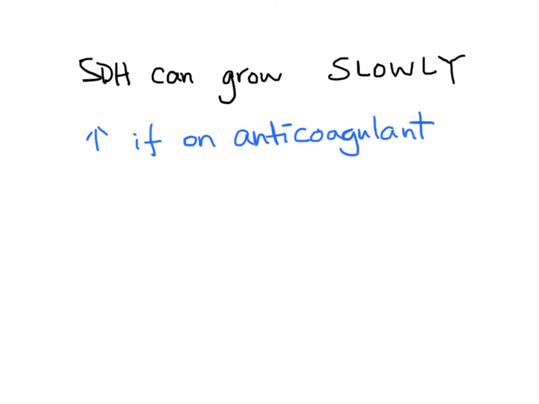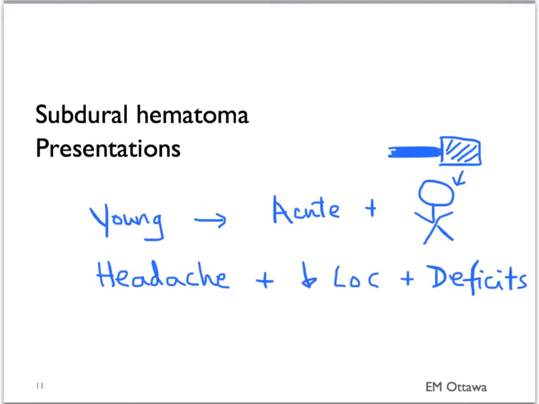There are various presentations of subdural hematomas. In younger patients, since they do not have a lot of brain atrophy, their presentation is usually acute after trauma. Their presentations will include headache, decreased LOC, and neurological deficits.